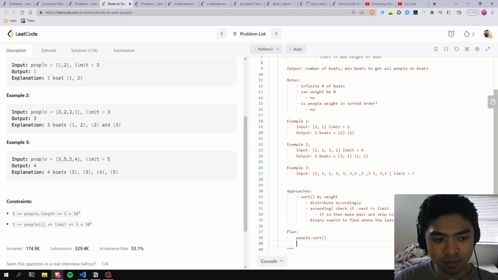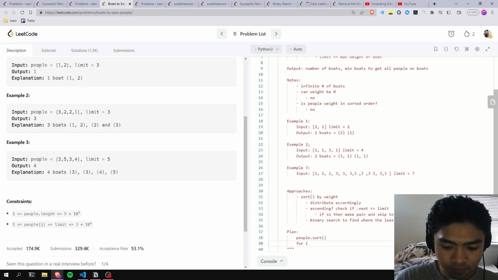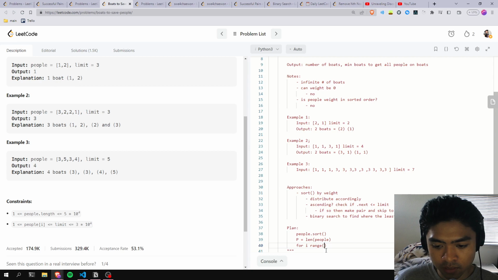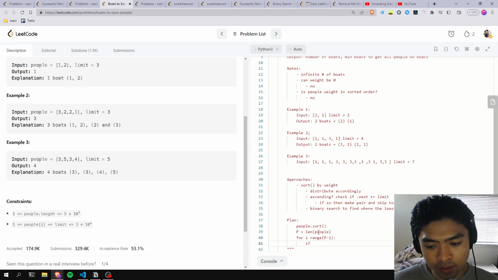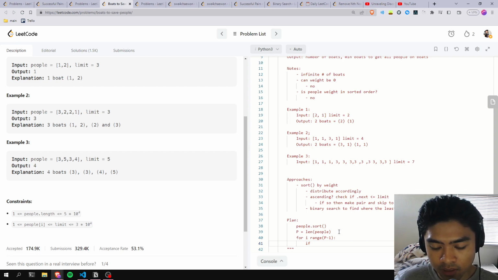So people.sort, then for i in range to the length of nums, I guess. Oh, it's the length of people. I'm going to make p equal to the length of people, up to p. Okay, and then what should we call it? If i, length of people minus 1, actually. Yeah, because we don't worry about the index out of range. So if, let me think.